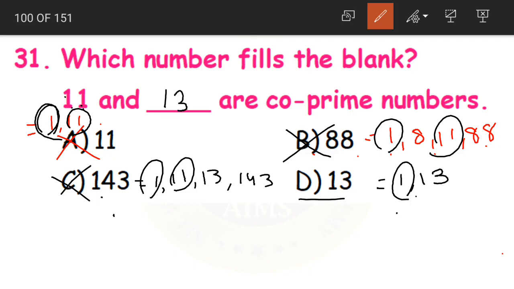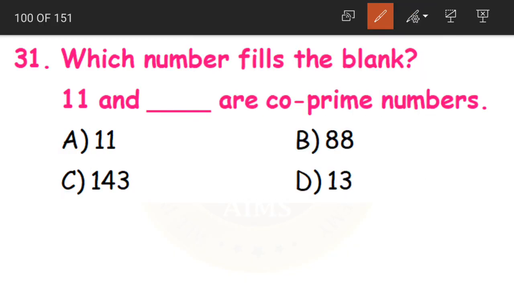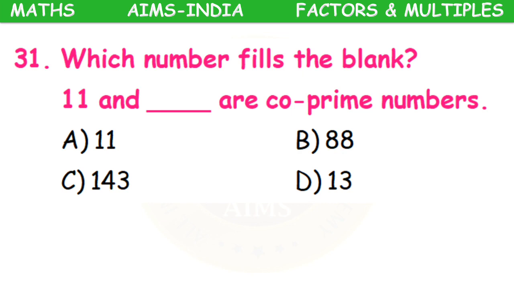And if you observe, children, 11 and 13 both are prime numbers and the difference is 2. So they are also our twin primes. Yes, they are both twin primes and also co-prime numbers. Understood? 13 is the correct answer.